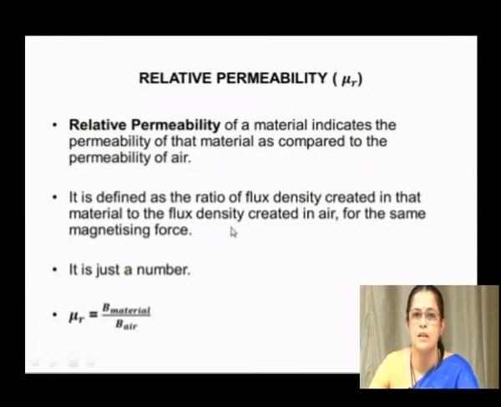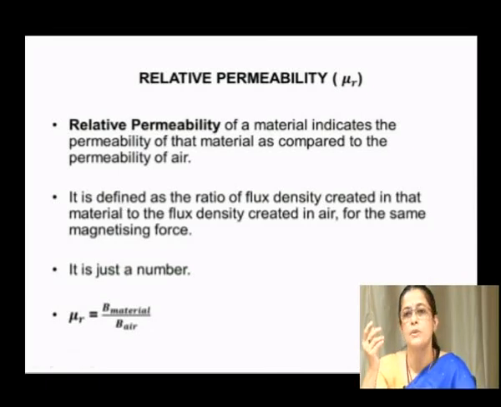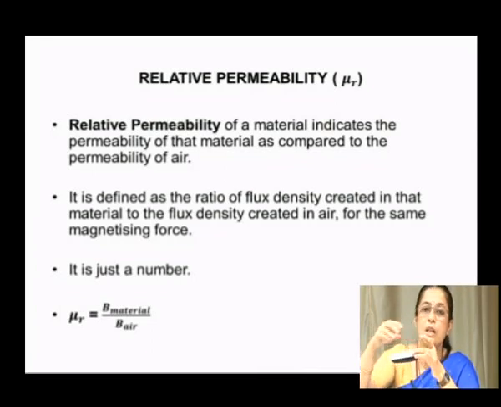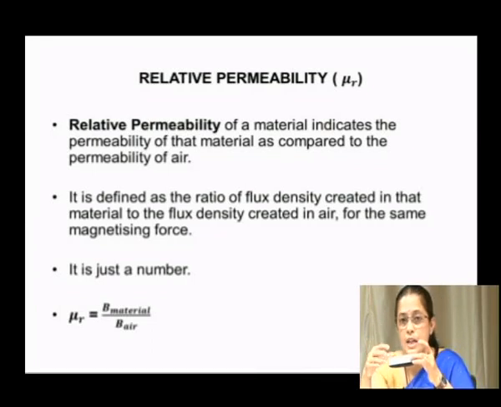So, that is very important. How is it defined? It is defined as the ratio of flux density created in that material. That is, you are going to apply a magnetizing force. For example, suppose this is a magnetic material and a wire or coil of wire is wound around it. I am energizing it, passing current through it, and it sets up a magnetic field or magnetic flux around itself.